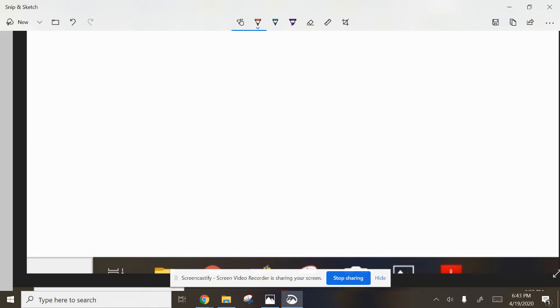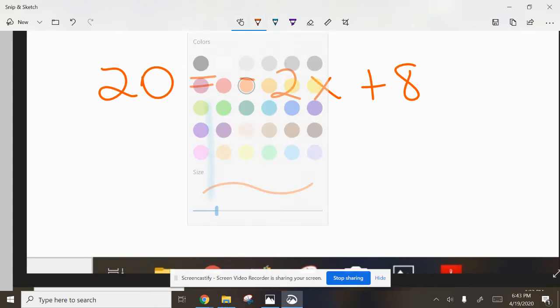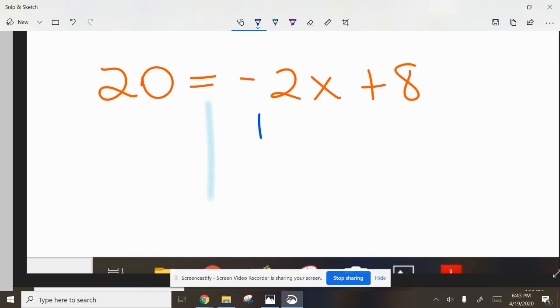All right, for this one, 20 equals -2x plus 8. Now the variable is on the other side. I mean, usually our letters are on the left, but that's okay. Don't freak out on that. Can we go ahead and not add 2x? That doesn't really make sense here, right?